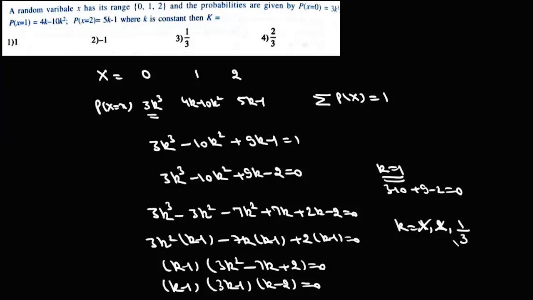लेकिन अगर 1 by 3 लेंगे तो ये वैल्यू 1 से छोटा, 4 by 3 माइनस 10 by 9, ये वैल्यू भी पॉजिटिव है और ये वैल्यू भी पॉजिटिव है. तो यहां से हमारे पास एक ही वैल्यू आएगा, k का वैल्यू होना चाहिए आपका 1 by 3, जो कि है आपका ऑप्शन 3.